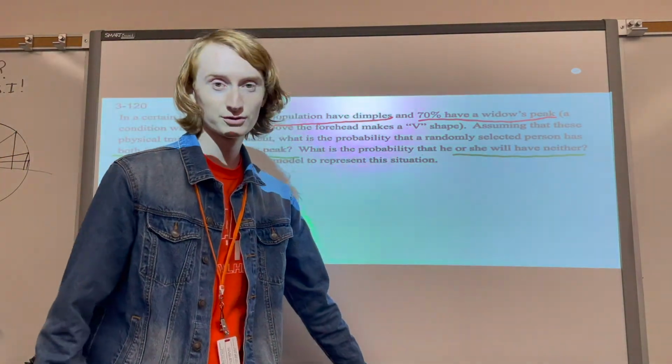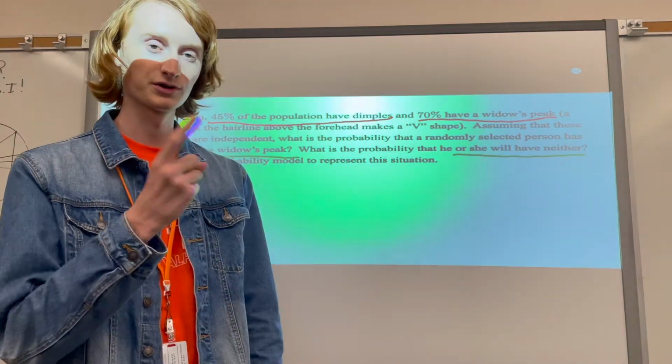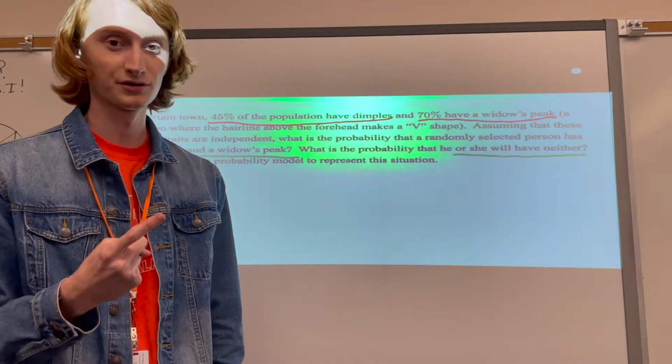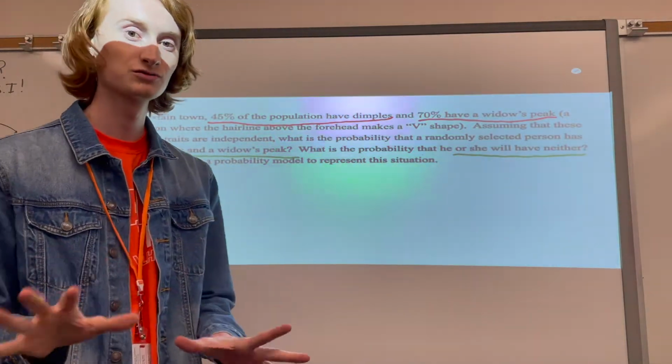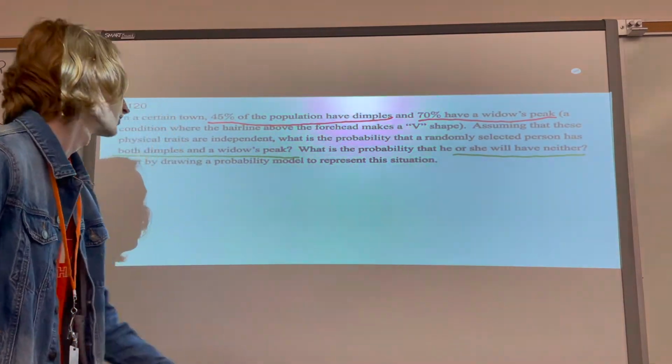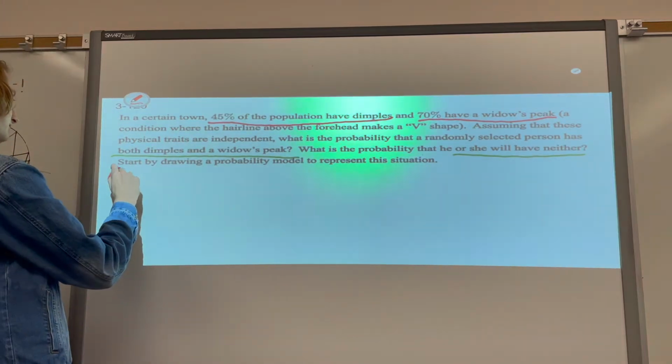There's two different ways you can draw these probability models. One of them is by an area model. That's the one with the squares. Another one is a tree diagram. I'll show you how to do both, okay? So starting out, let's do an area model.